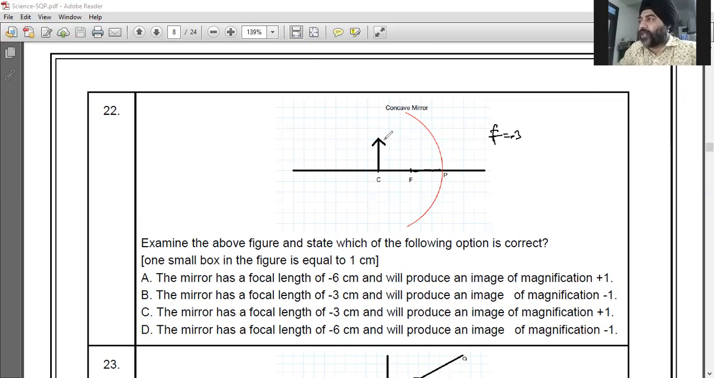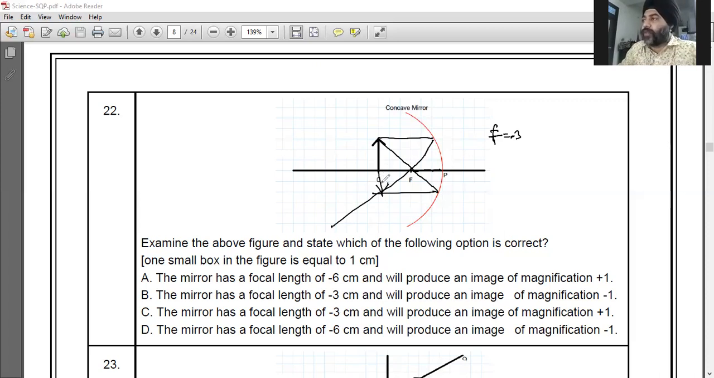Now whenever the object is at the center of curvature, for the image formation we are going to draw a parallel line which will pass through the focus. And one ray we are going to get from the focus, and after reflection it will become parallel. So you are going to get the image here. Here you can see that the image is formed at C.